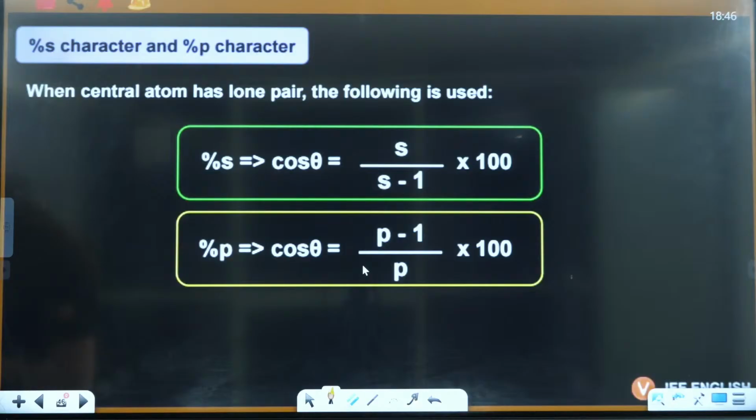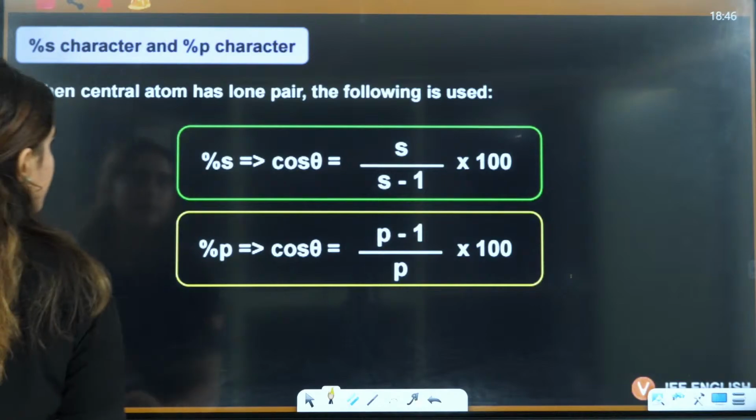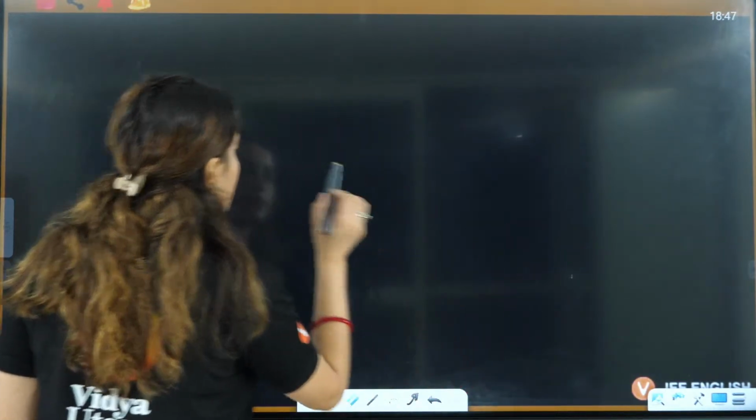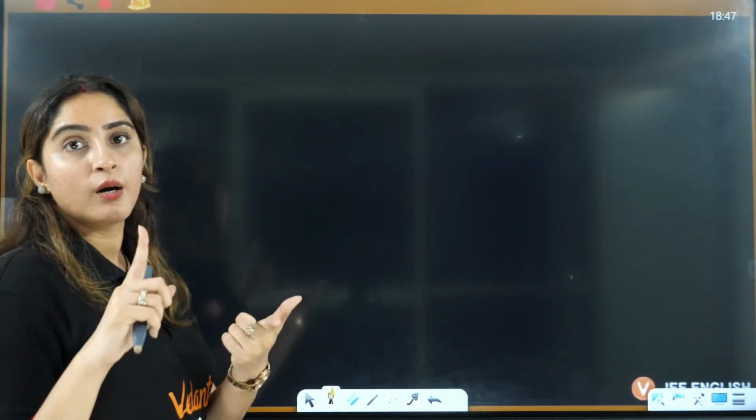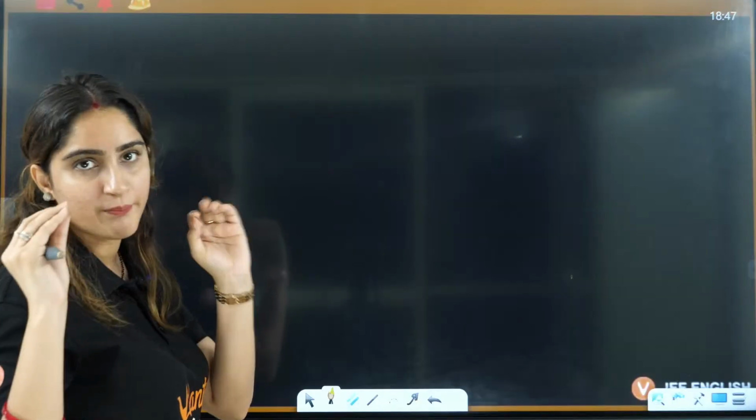Let's take an example of this only. I'm going to take this example here, because this will be useful in Bent's rule and in Drago's rule also. This percentage s character will give you the reason for Bent's rule as well as Drago's rule. Firstly I am going to move towards Bent's rule.